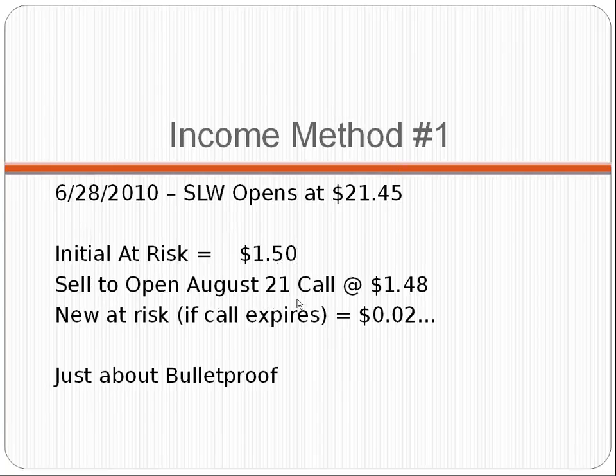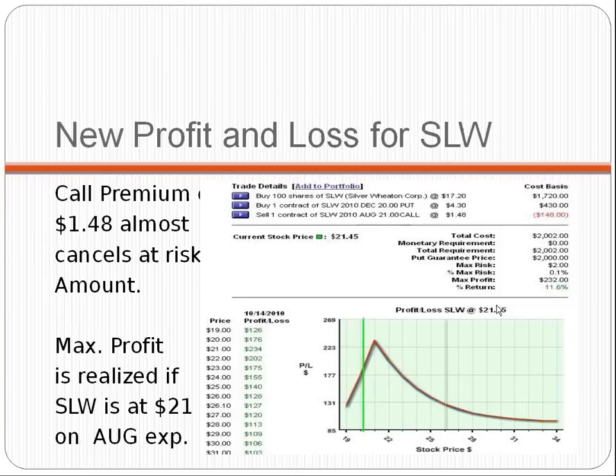So we put in an order to sell to open the August call, a little bit more than 30 days out in time, but I'm not going beyond 60 or 70 days out. The reason why I was looking at the August 21 call is because it was priced right around $1.50. So I did put in an order to get filled at $1.50. It didn't trigger. I lowered it a little bit. We got filled at $1.48. So the new at risk, if the call expires, would be only 2 cents per share. Essentially, this position is bulletproof because that put's not going to go to zero anytime soon, especially not by August expiration. Sorry, the formatting here fell a little bit, but you can see where we're going.